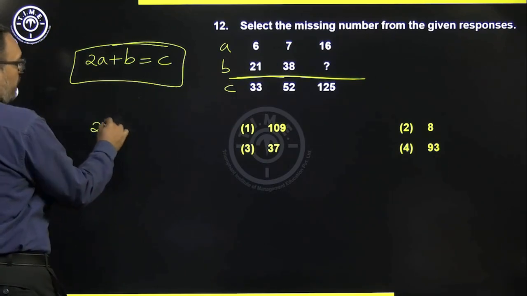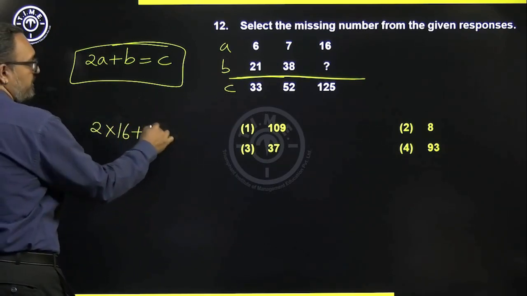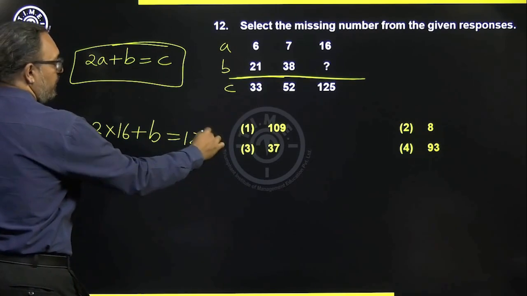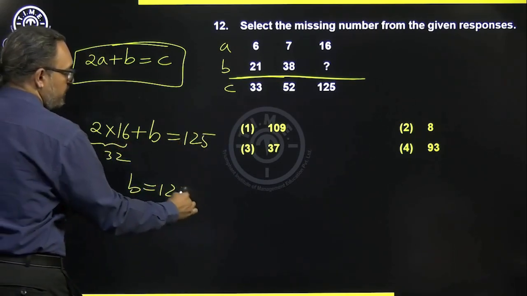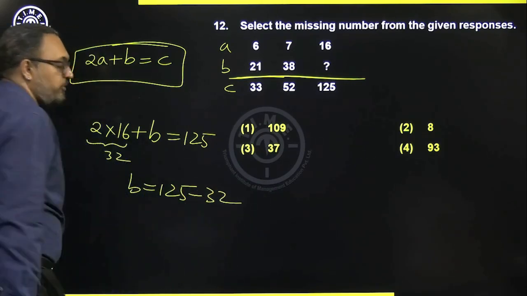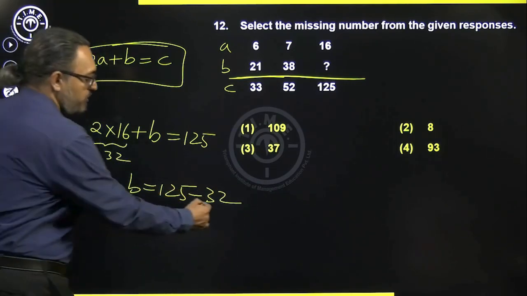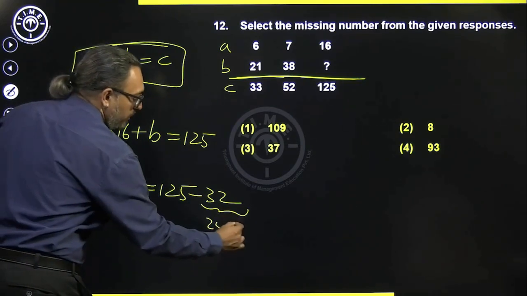So it is 2 times 16 plus B is 125. So this is 32. So B is 125 minus 32. So try to do it orally. So what I did was I split this 32 as 25 and 7.